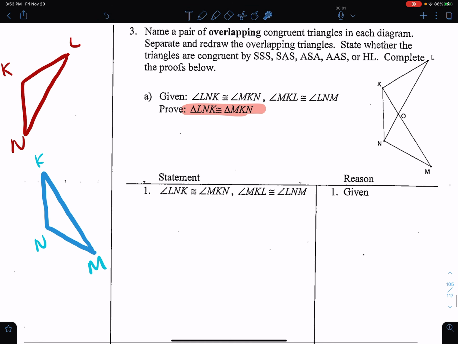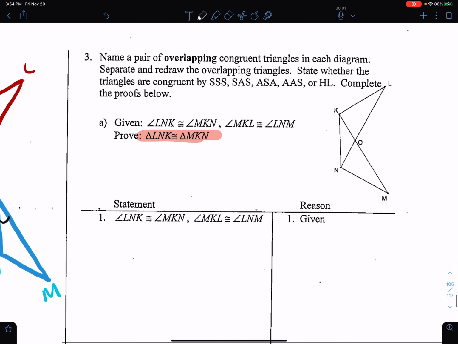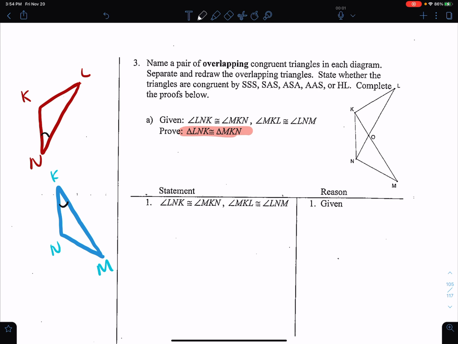So for instance, when it says LNK is congruent to MKN, LNK is in this triangle, and MKN is in this triangle. So in the individualized triangles, I want to state that LNK is congruent to MKN. But I also want to do it in the combined image because I might need some information there. So LNK is congruent to MKN. I've marked those 2 angles congruent.